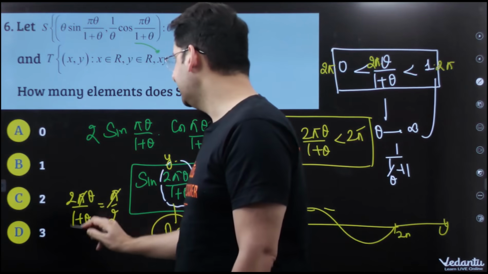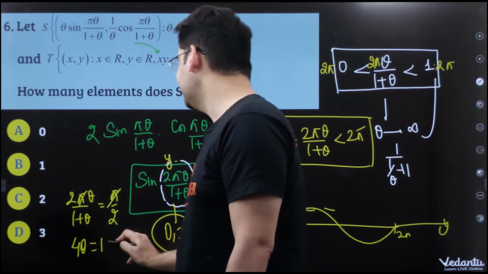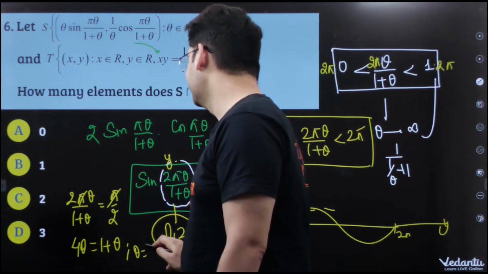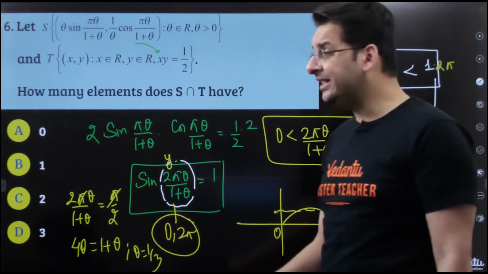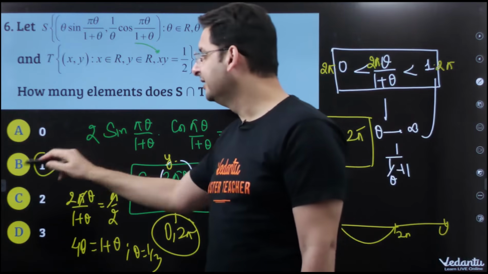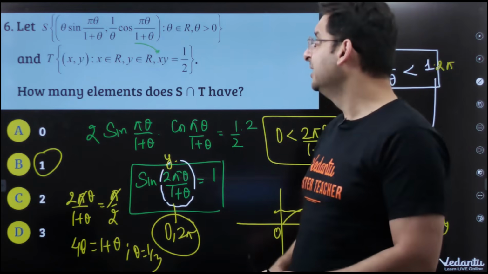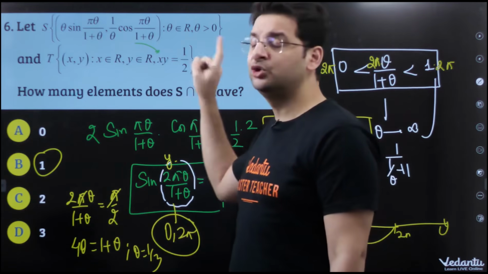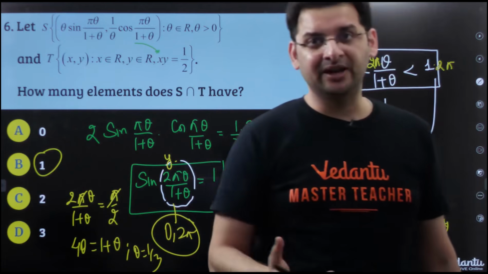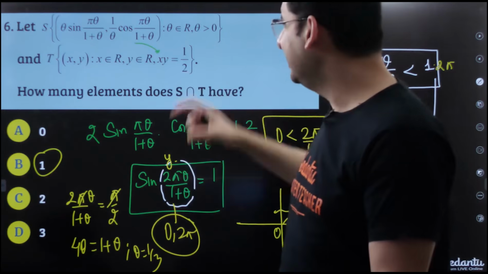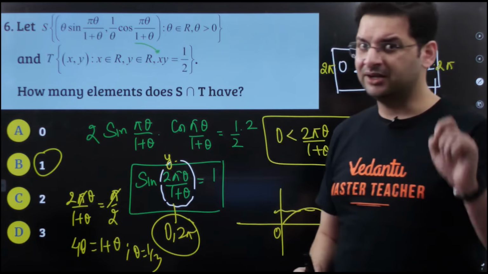There is always going to be one theta, so 4 theta is 1 plus theta, giving us theta is 1 by 3. Theta 1 by 3, तो एक ही वैल्यू आएगी. How many elements? एक ही. So there is only going to be one element, that is theta is equal to 1 by 3, जो कि मैं यहाँ पुट करूंगा. This into this is going to give me half. Otherwise कभी भी half नहीं आएगा. So exactly इन दोनों का intersection is exactly 1.